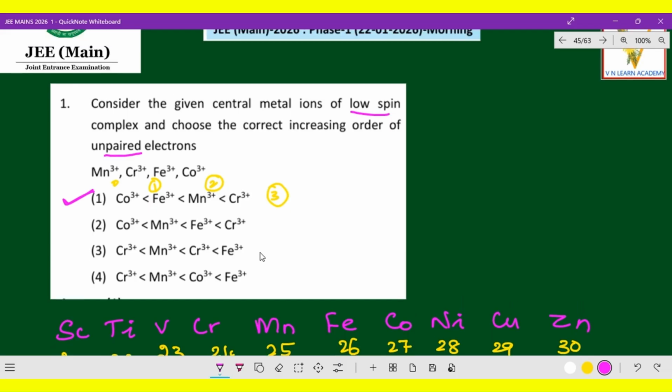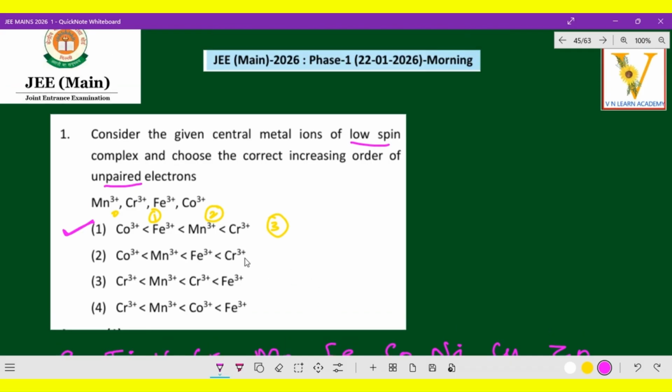According to this, Fe3+ or Co3+ ions, the same thing, you can follow this step. I hope you got the clarity on how we identify. Come on, let us go to the next question.